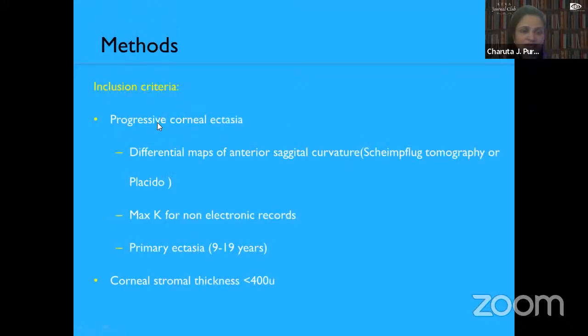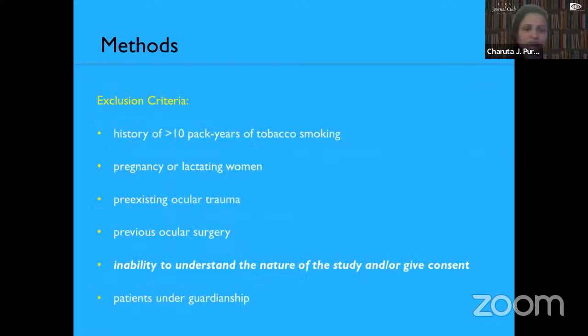The inclusion criteria were progressive corneal ectasia, which was defined as a change of 1 diopter on the differential maps of anterior sagittal curvature, and the max K was used for non-electronic records. Primary ectasia between 9 and 19 years of age was also taken as it presented without any documented progression. All corneas had a stromal thickness less than 400 microns, that is excluding the epithelium.